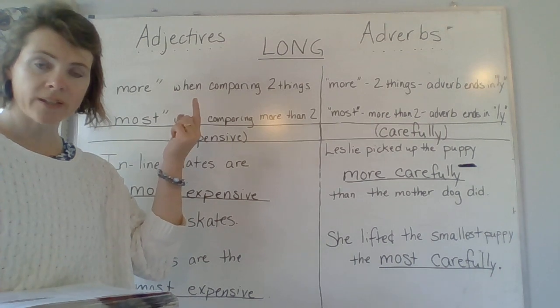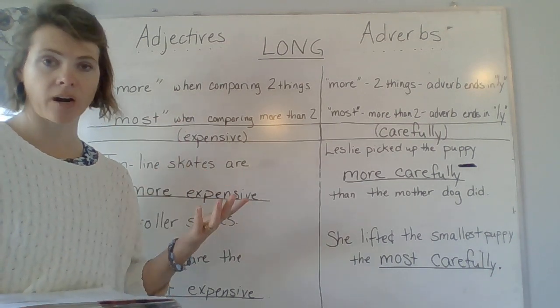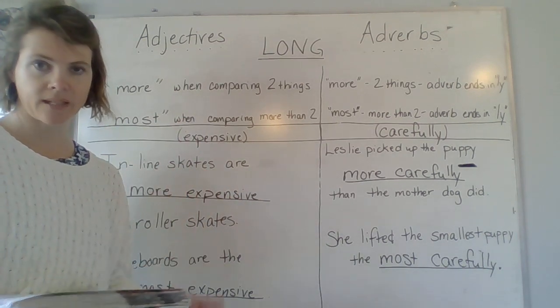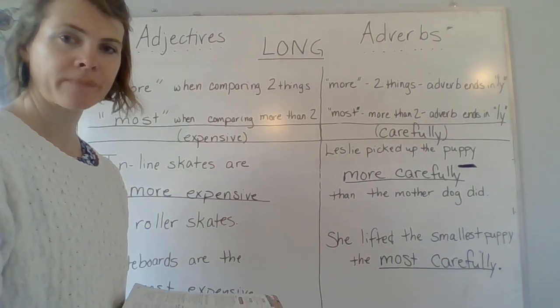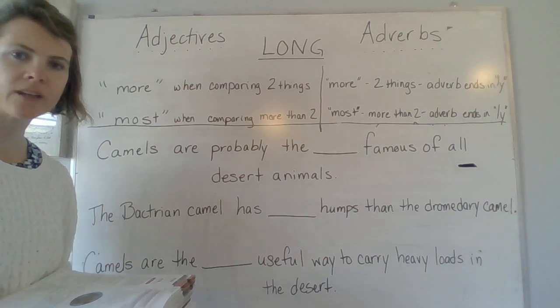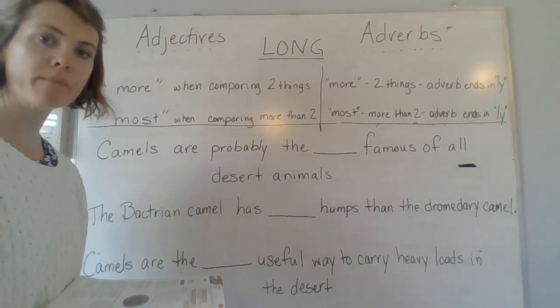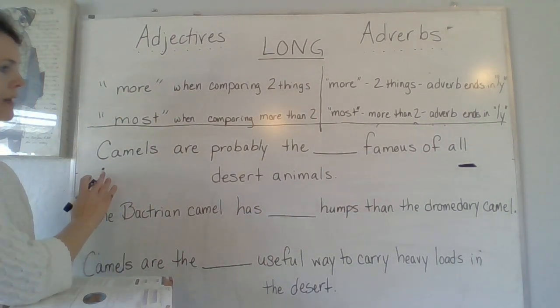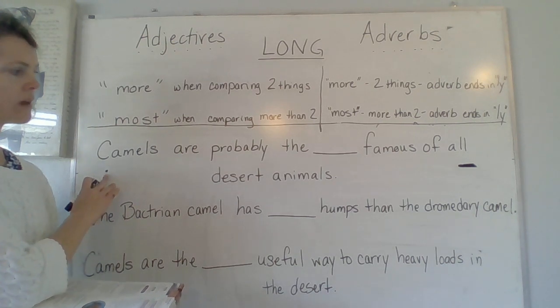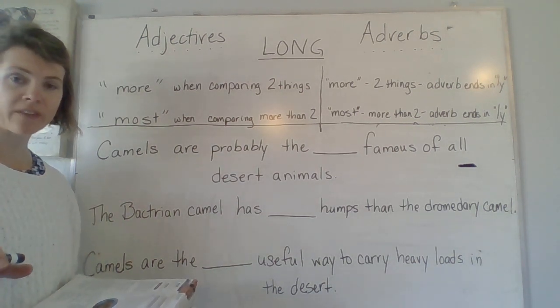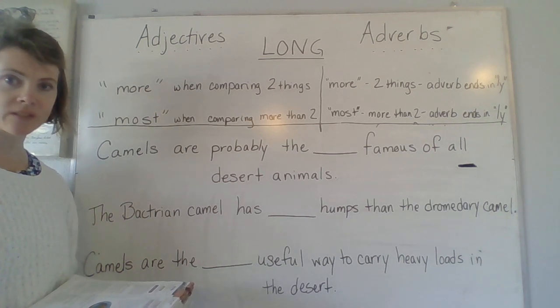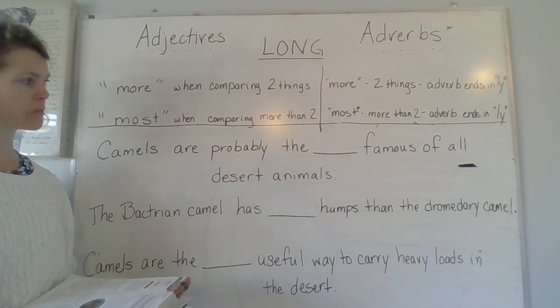And if it's a short one, you go back to yesterday's. You add er if it's 2 things, est if it's more than 2. Let's practice this. Let's decide if we need to use more or most here. Camels are probably the blank famous of all desert animals. Okay, same as yesterday, we have to decide how many things are being compared.